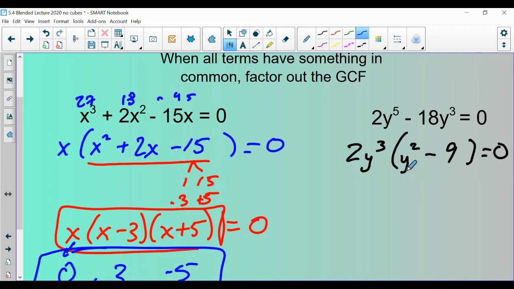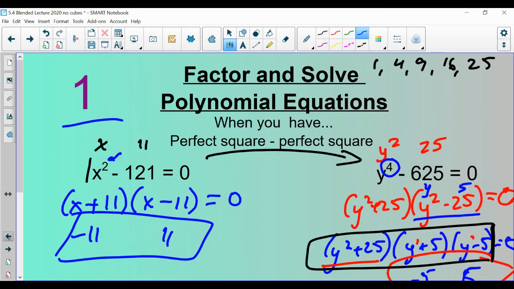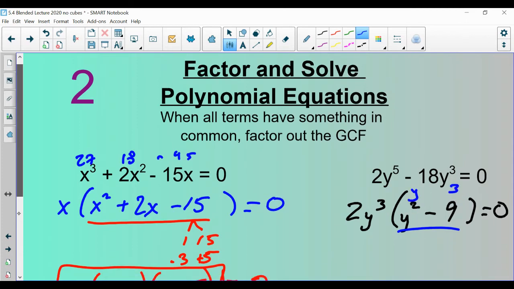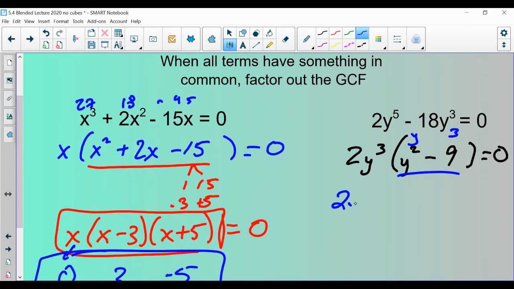Now I have something that is factorable. Y squared minus 9 is factorable using stuff from this slide over here. I have a perfect square, subtract a perfect square. What do I square to get y squared? y. What do I square to get 9? 3. So 2y cubed, in parentheses y plus 3, in parentheses y minus 3, equals 0.